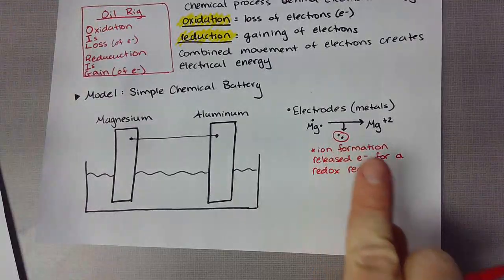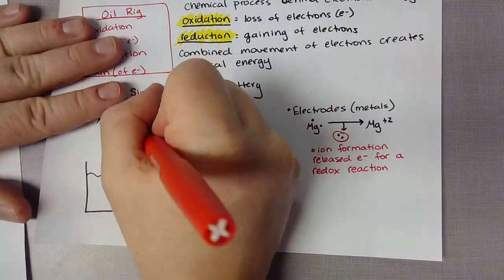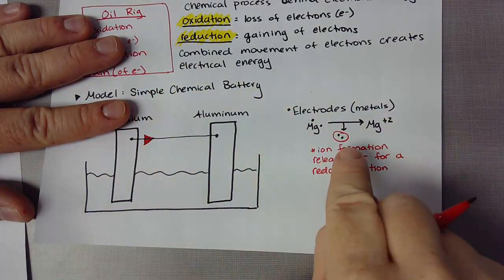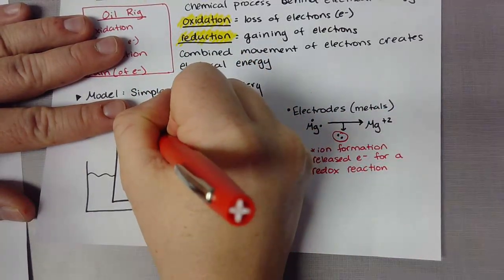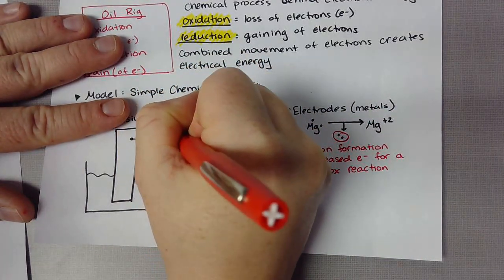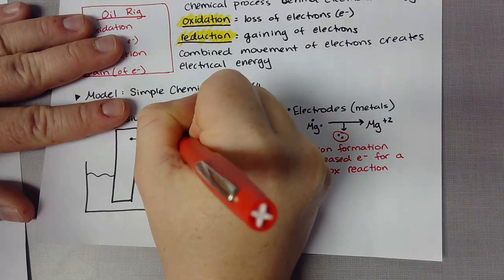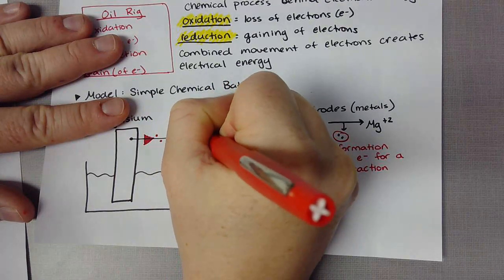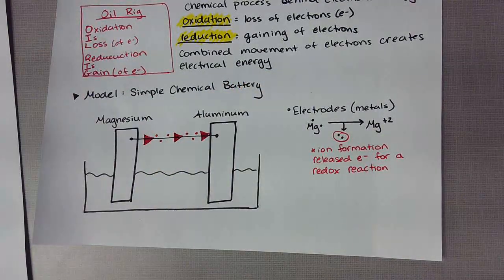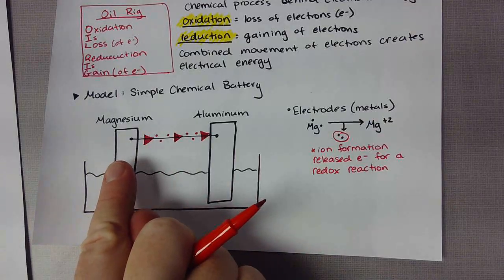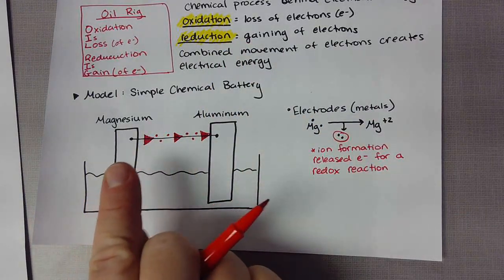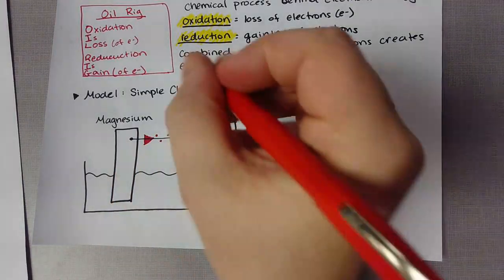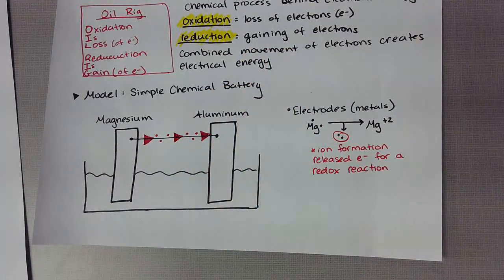So magnesium, the metal, is going to send 2 electrons running down the wire. And it's really going to happen many, many times. So that ion is going to form, and these electrons are going to be sent down the wire and travel to aluminum. So magnesium would be identified as the oxidation portion of this reaction because it lost the electrons, while aluminum has gained the electrons. So it would be the reduction portion of this reaction.